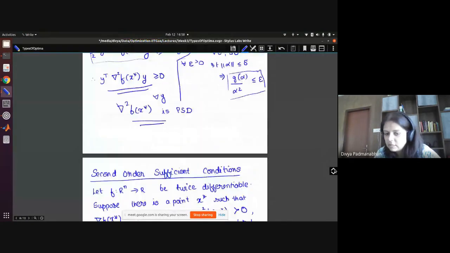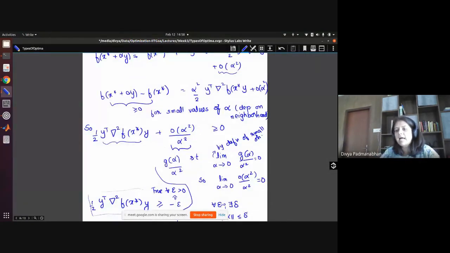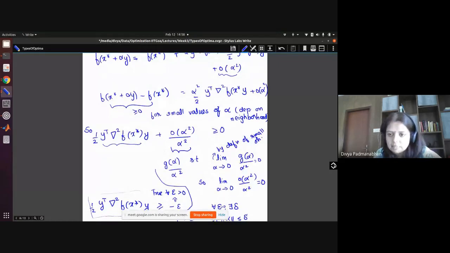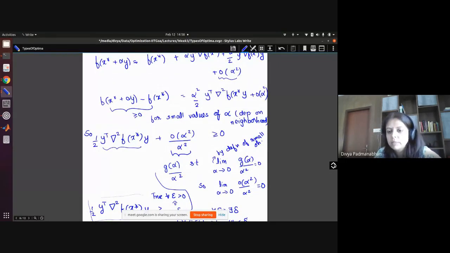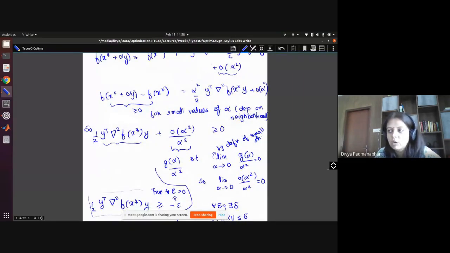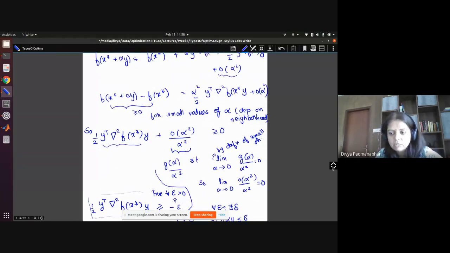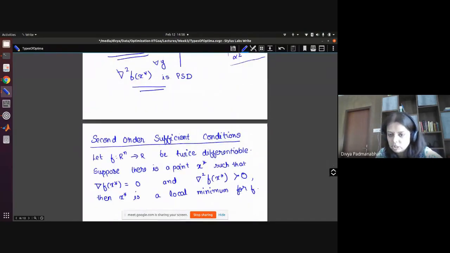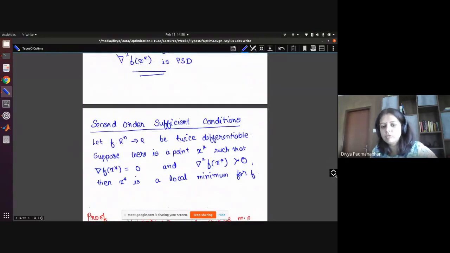Another thing: whatever we had so far was the necessary conditions. Now, when do you know that you're done? How can you confirm that if I have this condition, I know that I've reached an optimum? For that we have these sufficient conditions. I'll just state the condition and maybe do the proof in the next class.